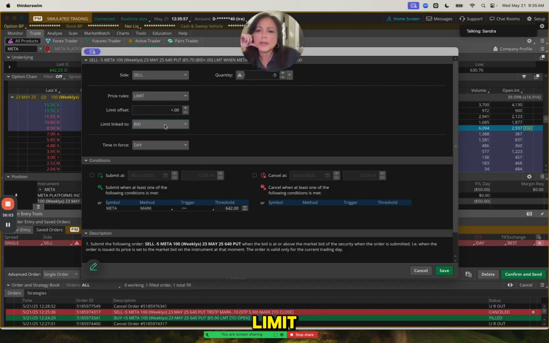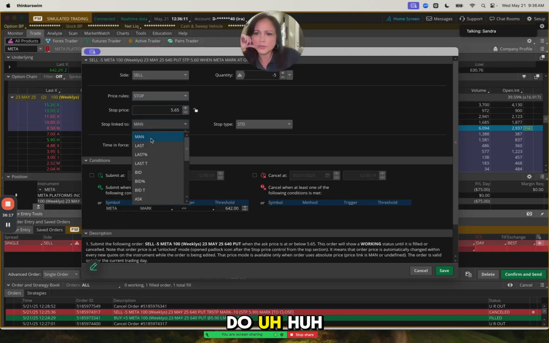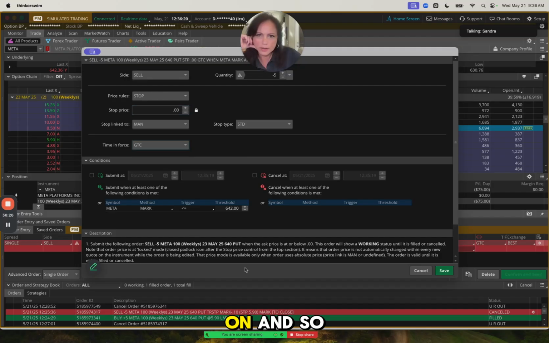If we do a limit, we could maybe do a bid minus, give them an extra 5 cents as an example, right? Or we can just make a stop and do manual. This is going to be 0, 0. There we go. Good till cancel if you have a swing trade on. And so we took a 50% just as an example. We could do this for 25% or whatever you want, but we can actually try to use the tools they've given us to get an expected stock price and use that as our stop.